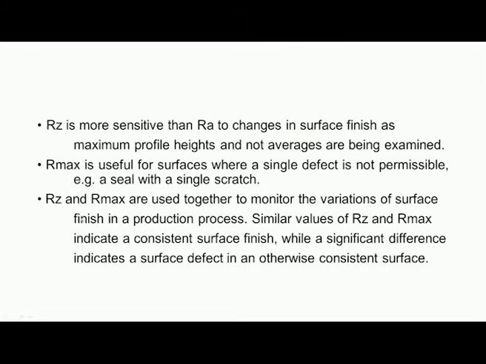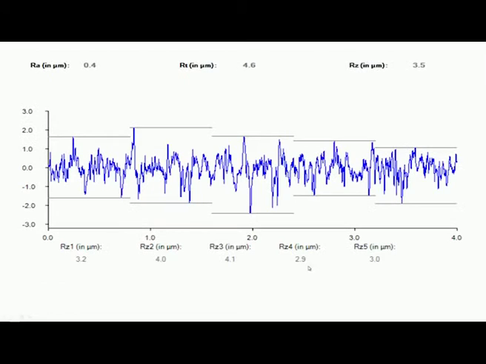And then Rz and Rmax are used together to monitor the variations of surface finish in production processes. So, similar values of Rz and Rmax indicate a consistent surface finish, while a significant difference indicates a surface defect in an otherwise consistent surface.